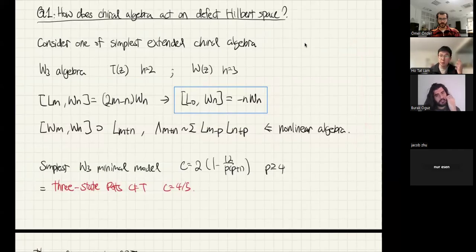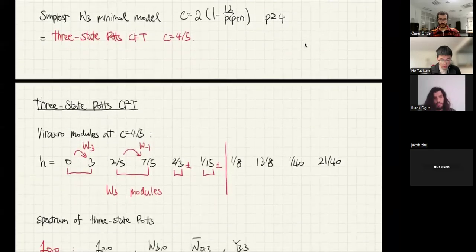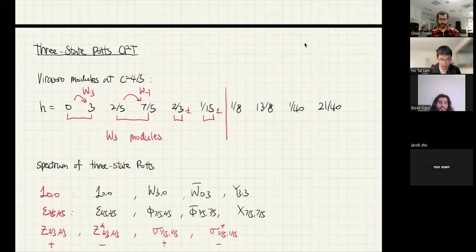Okay, so I'm going to consider this W3 algebra, and I'm also going to consider the simplest models that have W3 algebras. These are what's called the three-state Potts CFT. This is a CFT at central charge 4/5, and it's also a minimal model, so it only has a finite number of Virasoro primaries, which makes our study much easier. Okay, so now let's talk about the three-state Potts CFT.